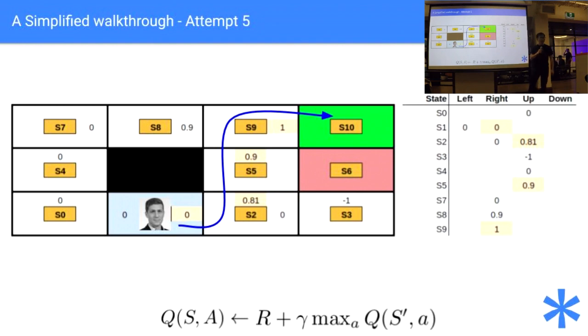So why don't you update S5 and S9? Yes, you are definitely updating S5 and S9, but by applying this simple formula, the reward is 0. The maximum value in S9 is 1. You apply a discount, still 0.9.